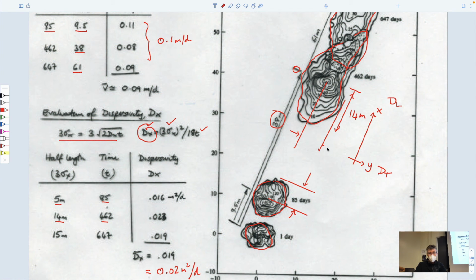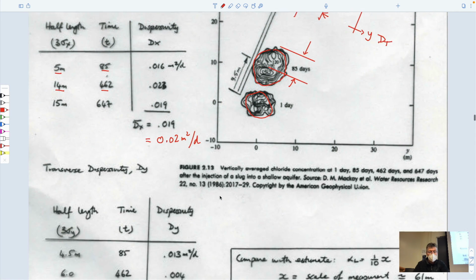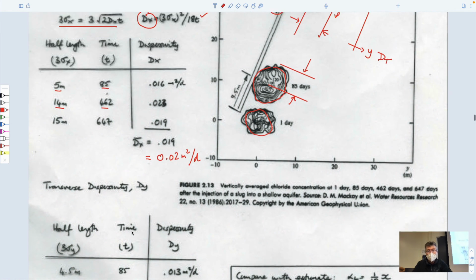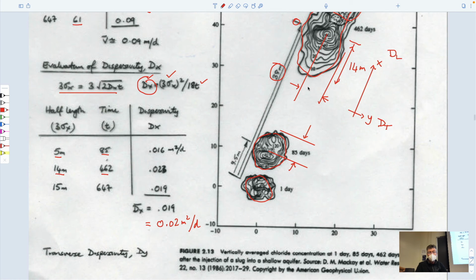So these lengths here are now whatever these magnitudes. I guess I've used this. This would be this: 6 meters at 462 days. I don't know if I believe that or not.